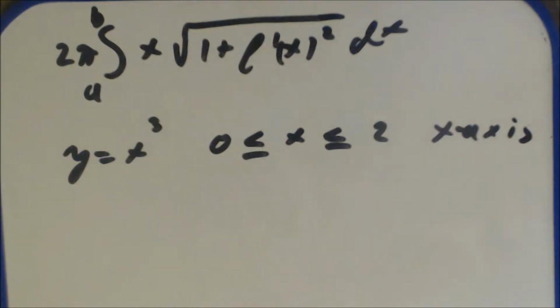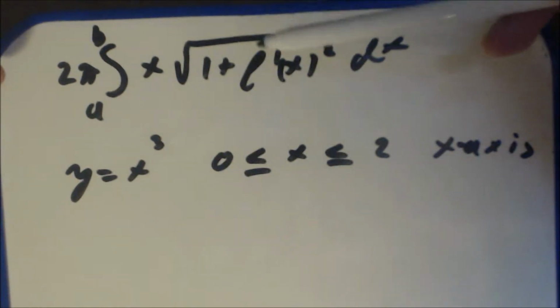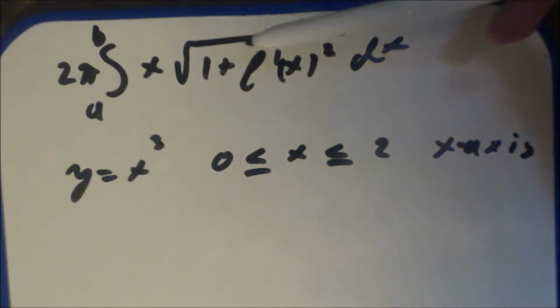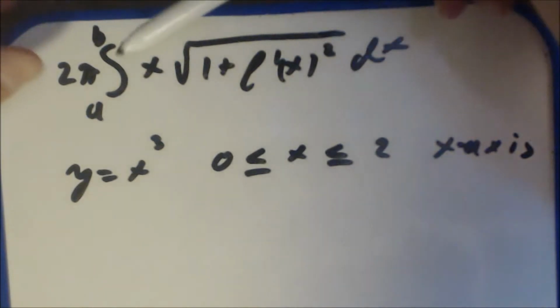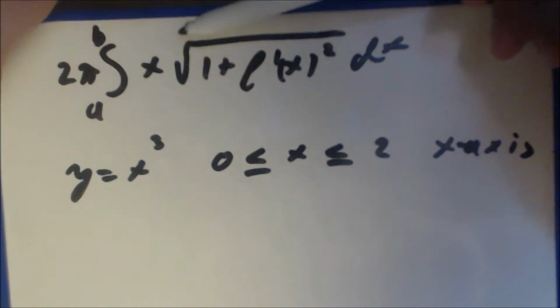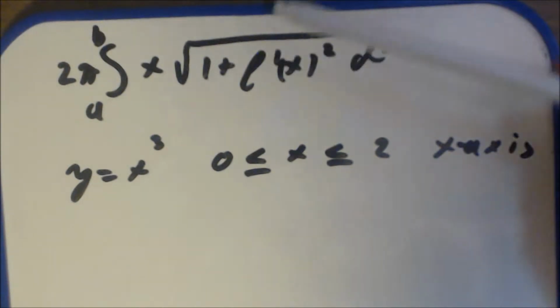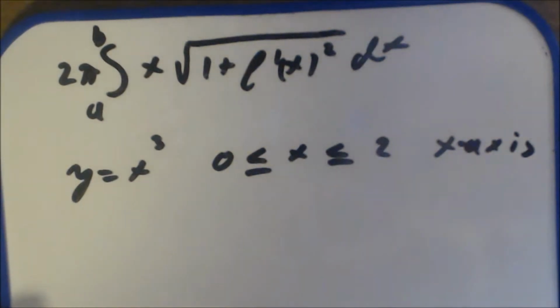Alright, in this video we're going to find the area of a surface of revolution. It's a mouthful. This is the formula, I'm sure you've seen this before if you're on this video, of how to find the surface area of anything of revolution. Just take 2 pi, the integral from a to b of x times the square root of 1 plus f prime of x squared.